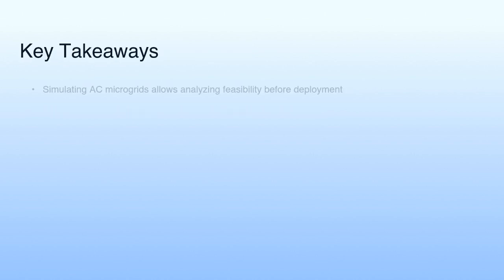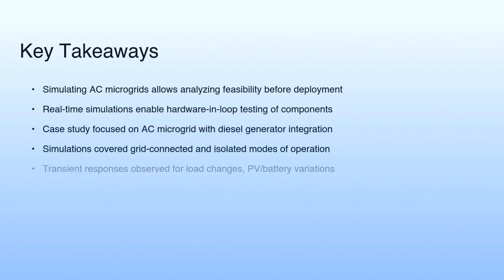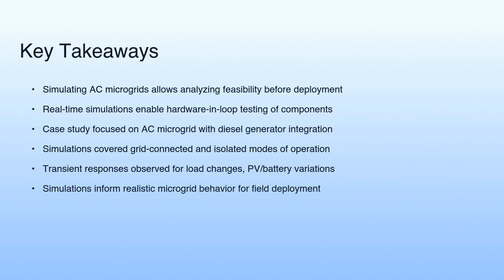In summary, simulating AC microgrids allows us to analyze feasibility before field deployment, enabling hardware-in-loop testing of components. Our case study focused on diesel generator integration, covering grid-connected and isolated modes, transient responses, and the contribution of each component to meet the load demand.